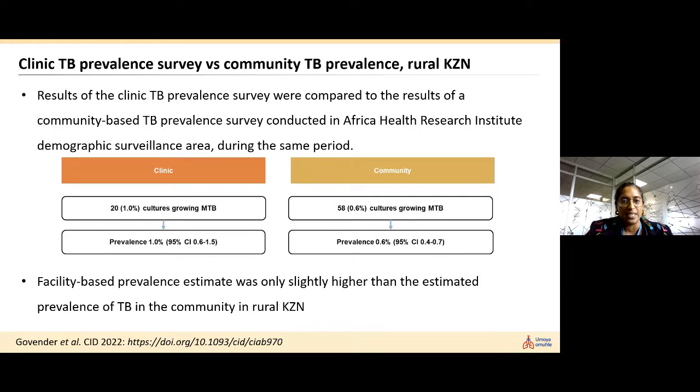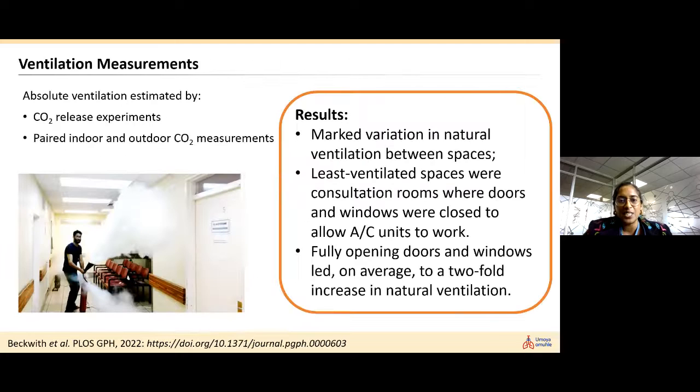Our ventilation measurements used 2 methods, carbon dioxide release experiments and paired indoor and outdoor carbon dioxide measurements. Our results from these measurements were that there was marked variation in natural ventilation between spaces. The least ventilated spaces were consultation rooms where doors and windows were closed to allow the air conditioning units to work. And fully opening doors and windows led on average to a 2-fold increase in natural ventilation.